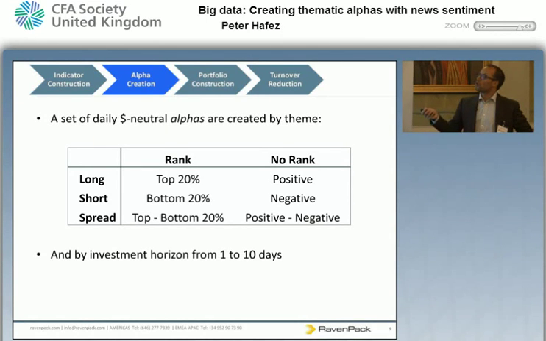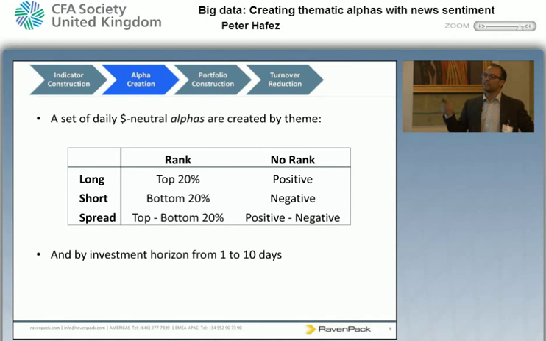Or we can also go long all stocks within a given theme. So all the ones with positive sentiment. So here we are not in control of the size of the portfolio. Here we know the size. Right? We do that also on the short side. And then we take the spread as well across the long and short.